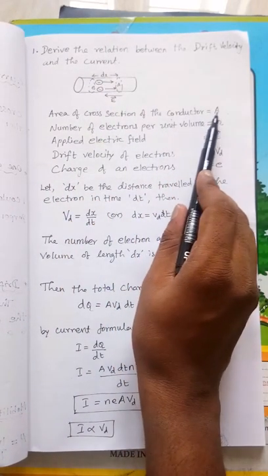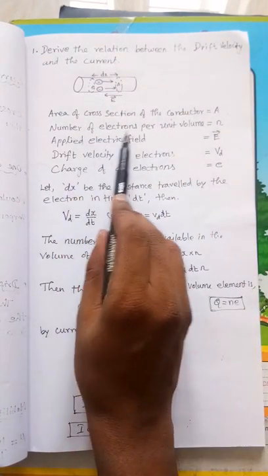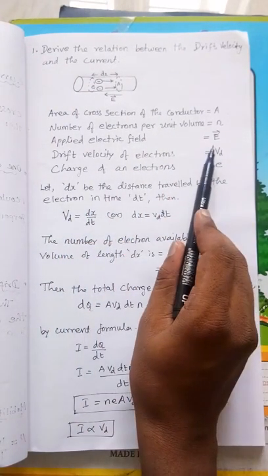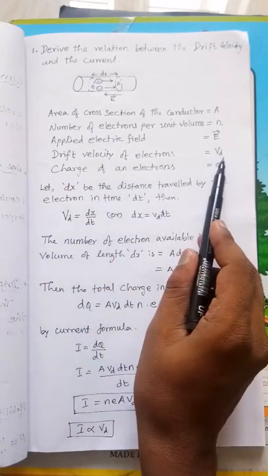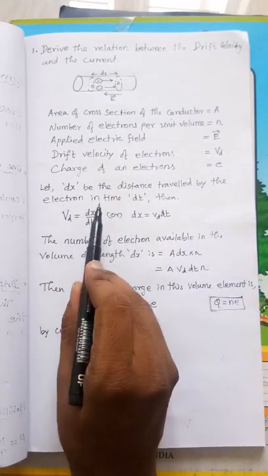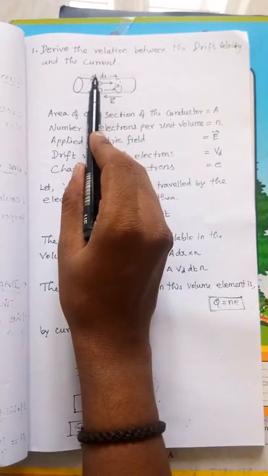Take the area of cross section of the conductor as A, the number of electrons per unit volume as n, the applied electric field E, the drift velocity of the electron Vd, and the charge of an electron e. Let dx be the distance traveled by the electron in the time dt.